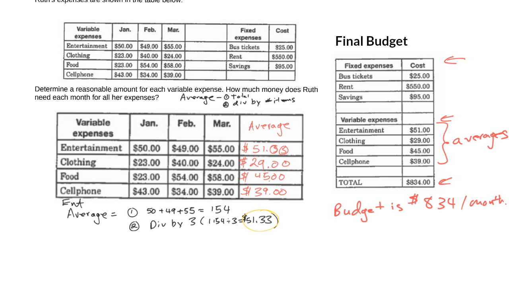So the key idea is to make sure that when we're looking at variable costs or variable expenses, we take a look at the average of the expenses over a couple of months and use that to our advantage to figure out a general idea of how much our expenses are. And when we do that, we round it to the nearest dollar, like we see here. It just makes our work easier.